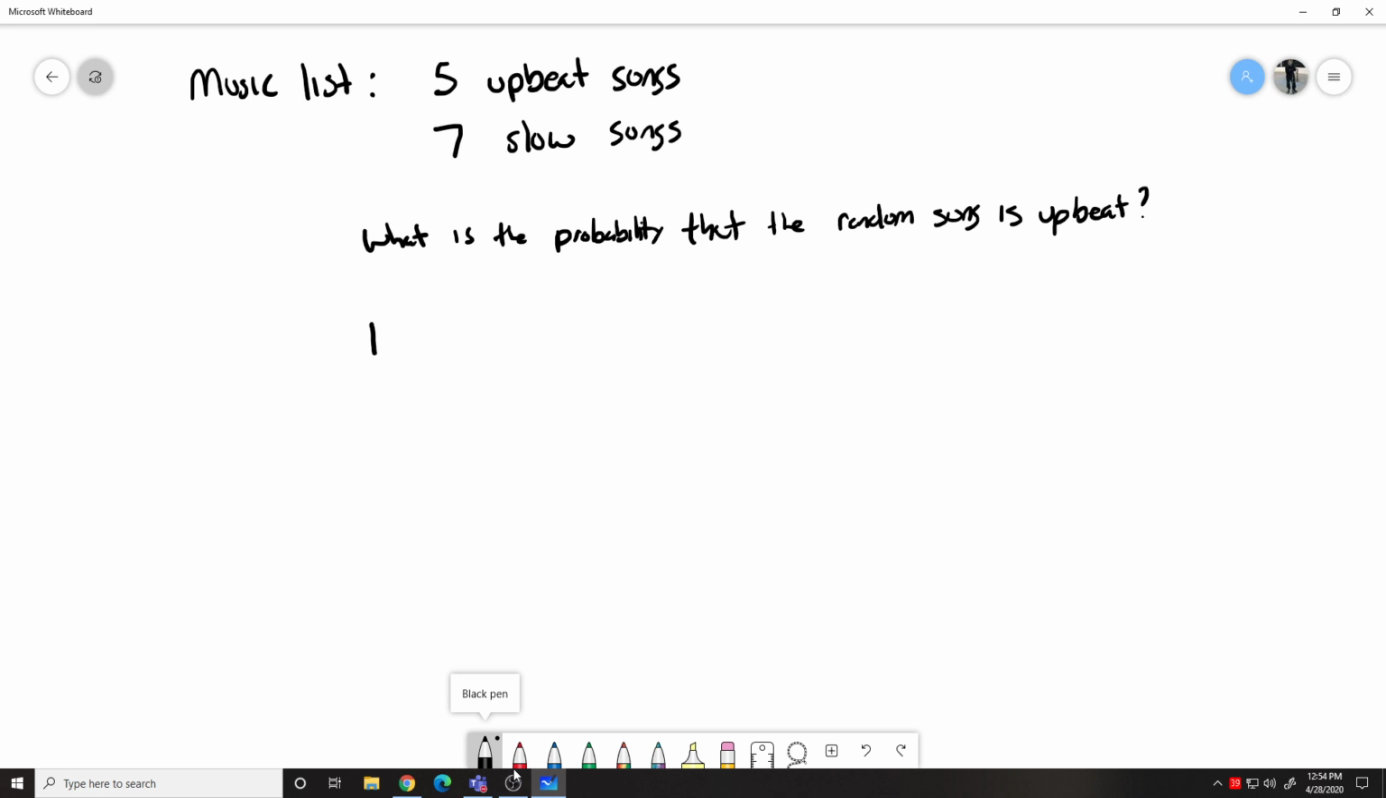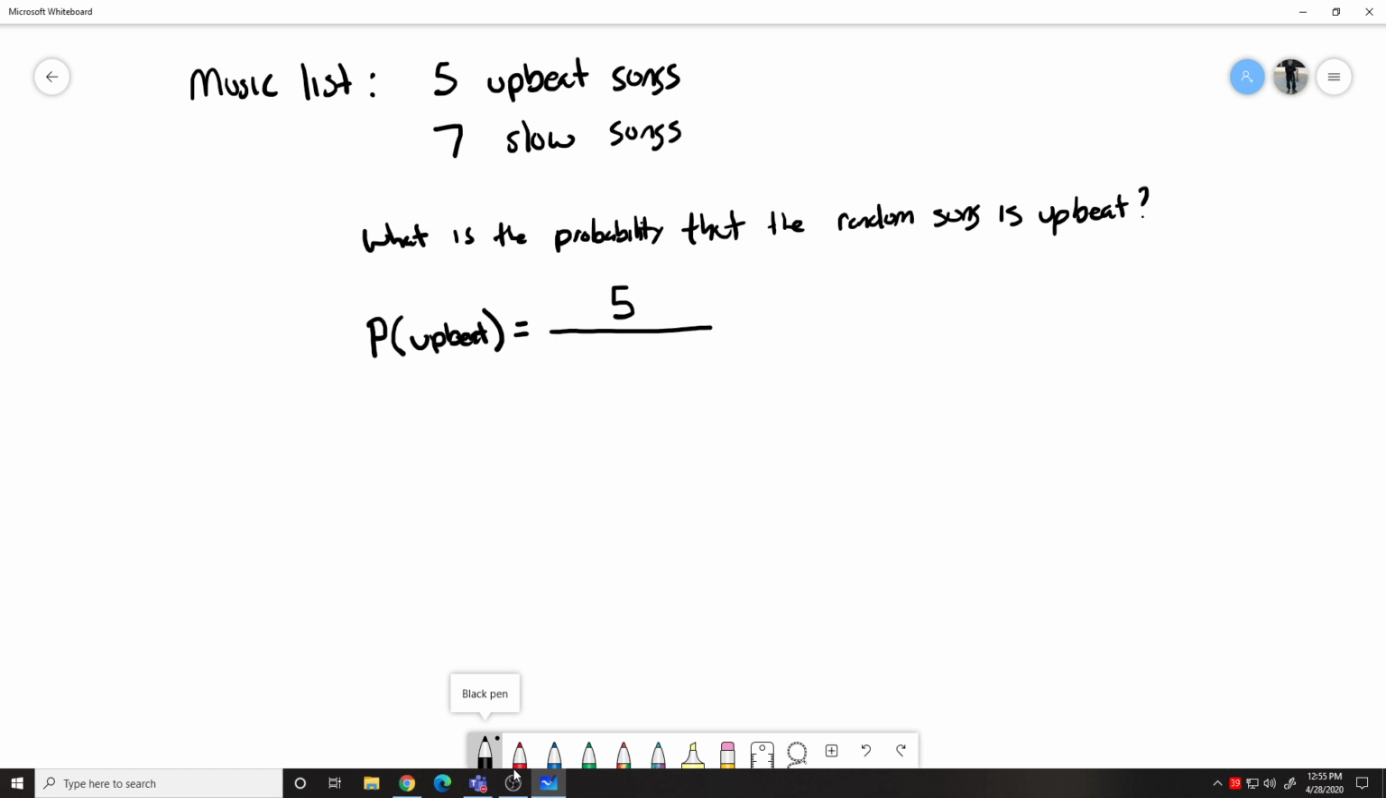So the way I'm going to write this is I'm going to put P. P stands for the probability of, and in here I could put upbeat. What's the probability of getting an upbeat song? So you know your formula, that on the top you put the desired number of outcomes. Out of all my songs, how many of them are upbeat? 5 of them. That's my desired outcomes. It picks one of those 5 songs.